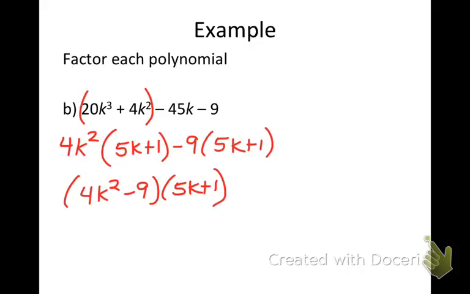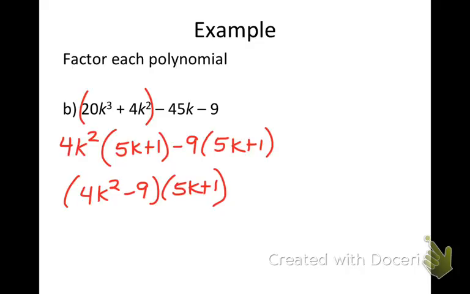All right, so did you get to what I have up there? 4k squared minus 9 times 5k plus 1. The order doesn't matter, whichever one you had first. So now, let's ask our question. Here I have a binomial. Is it a difference of squares, sum of cubes, or difference of cubes? This is a difference of squares, isn't it? So this is when I get excited because my factoring isn't ending quite yet. Because we can factor that.